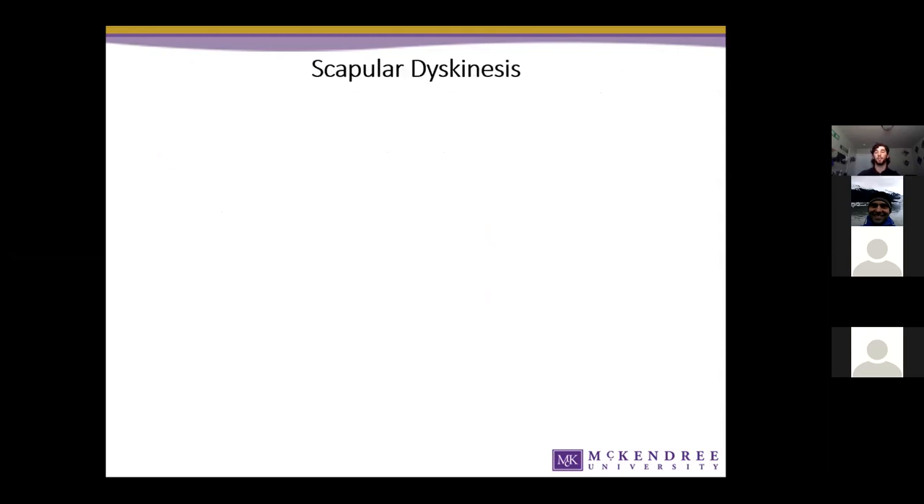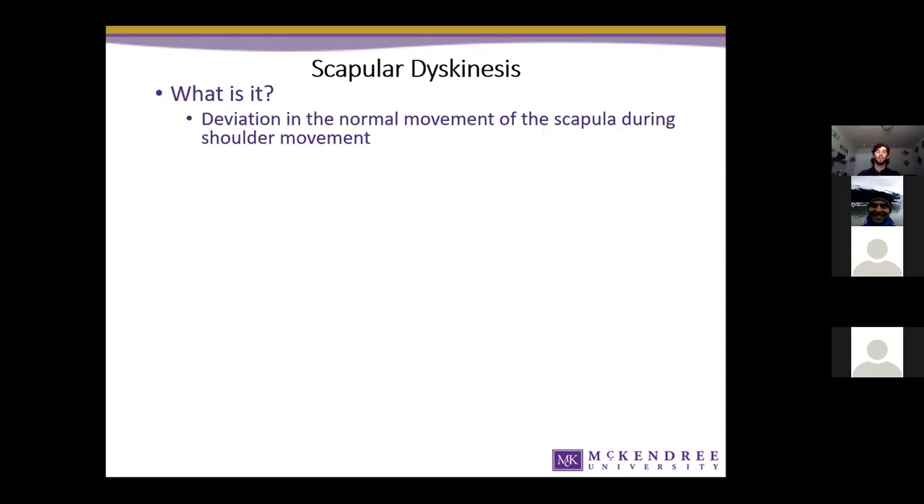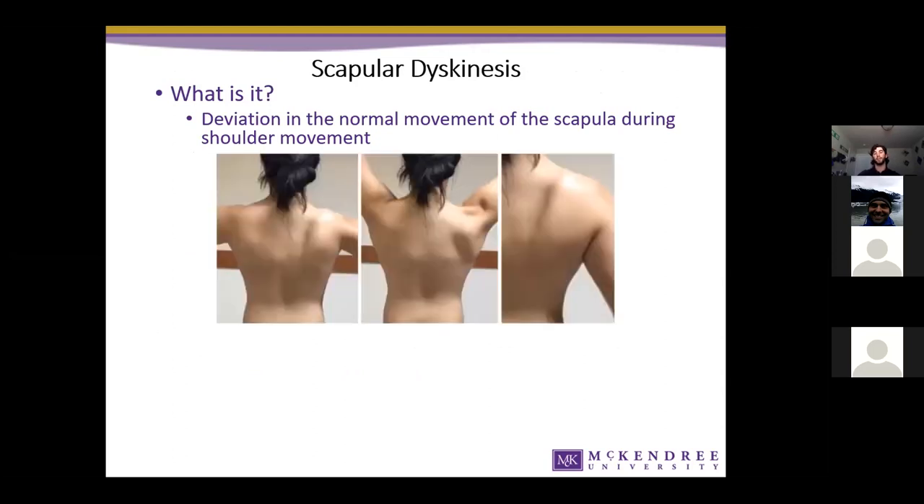Next, we have scapular dyskinesis. So what is it? Again, the most important question. Scapular dyskinesis is any deviation in the normal movement of the scapula during shoulder movement. I have an example here, and you can see in these pictures that the lady in question is raising her arm above her head, which is totally normal shoulder movement. But what you see differently is this part, which is her scapula, coming out and wrapping around her rib cage, which is not what you want.